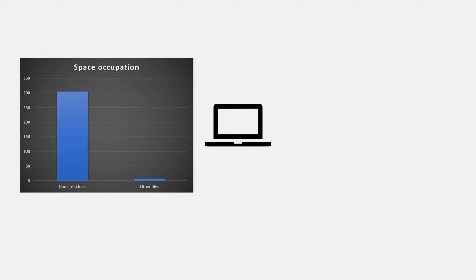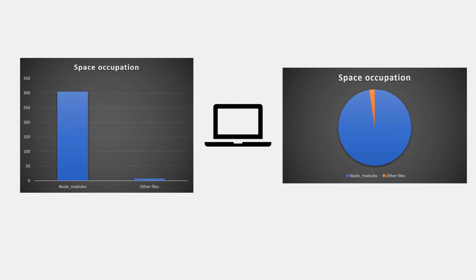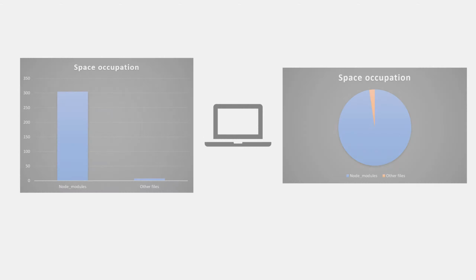They usually take up the most space in the project. By most, I mean 95% or more. In our example, Node modules takes around 305 megabytes and other files just around 8 megabytes. What does that mean for us and why is that important?